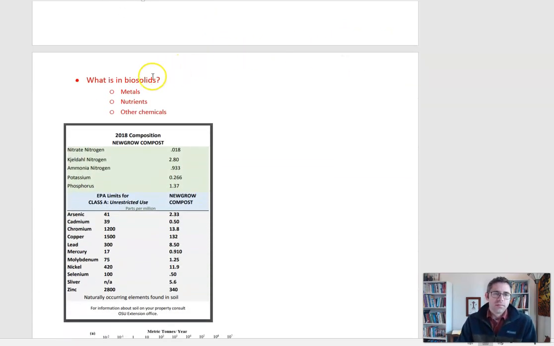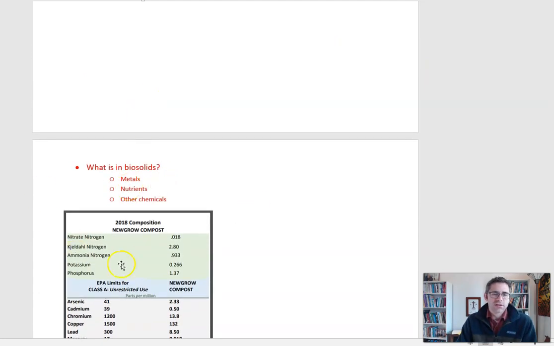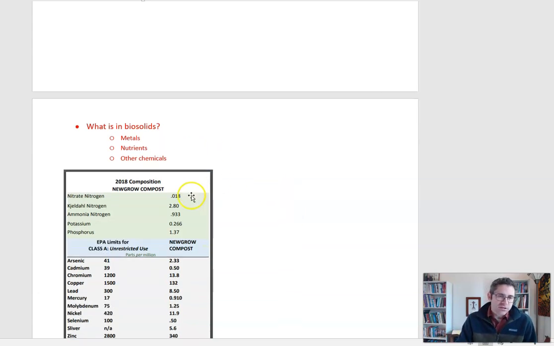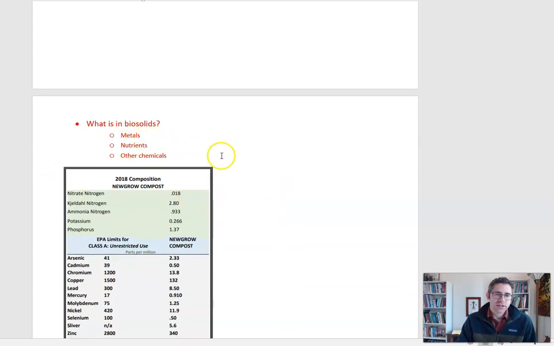So I have here metals, nutrients, and other chemicals. Another big portion is just, it's mostly dead cells. It's mostly dead microbes that have come out of the process and then been stabilized. So there's a lot of biomass there that's not living anymore. So there's things like cellulose in it, but there's also proteins and fats and things like that that are just stabilized. But also there's metals, nutrients, and other chemicals.